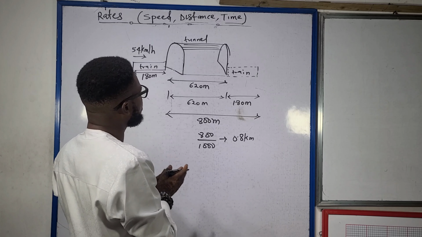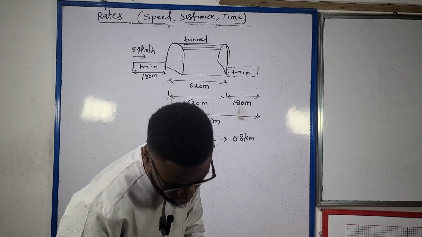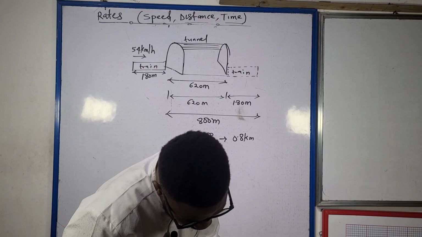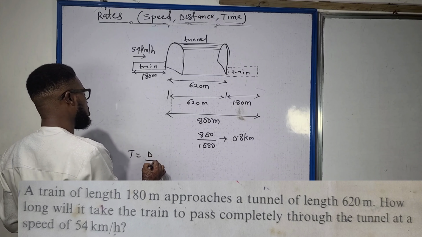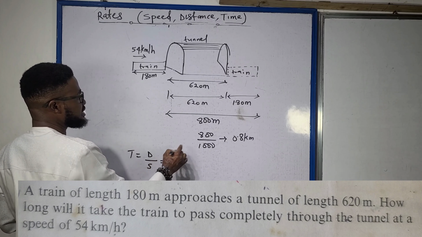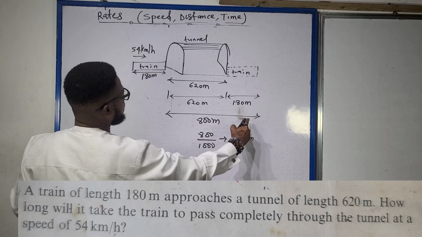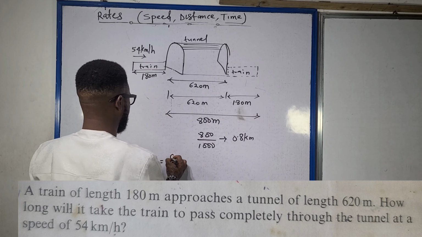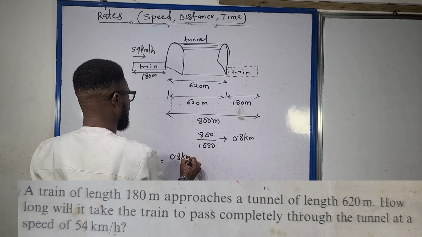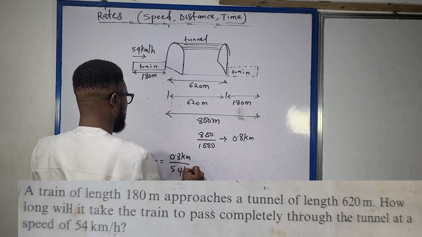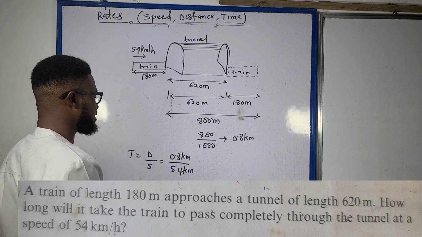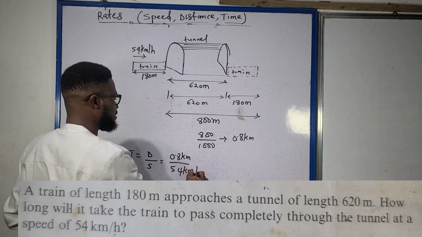So when you look at what they want in the question, it says, how long will it take? So the timing it will take. Timing is actually distance over speed. The distance here is 0.8 kilometers divided by 54 kilometers per hour. Kilometers cancels kilometers. 0.8 divided by 54.